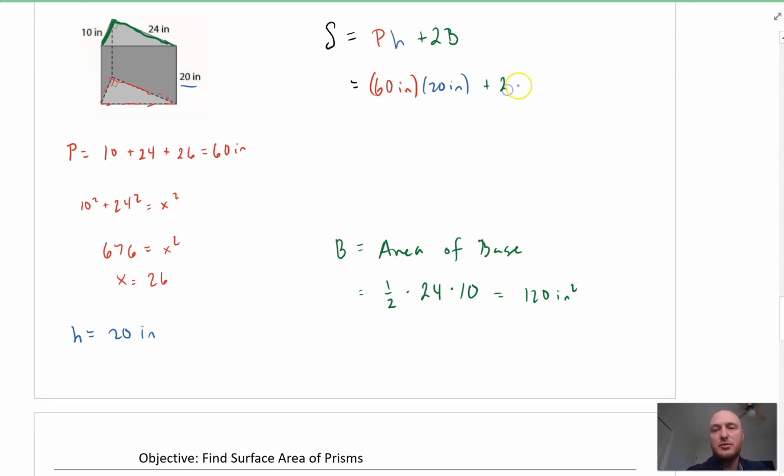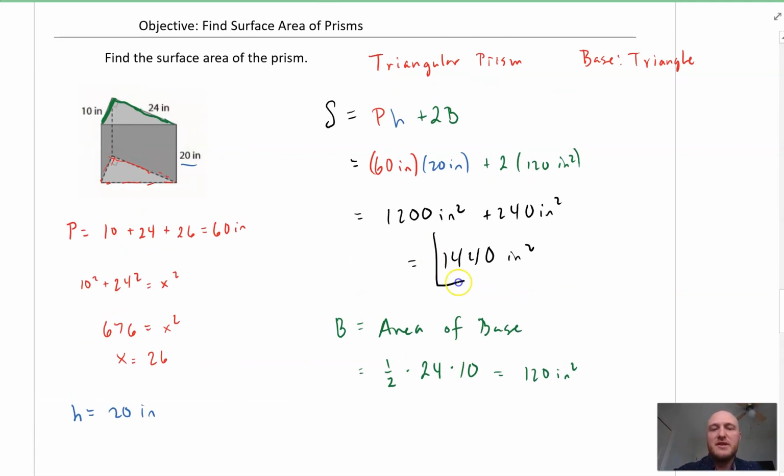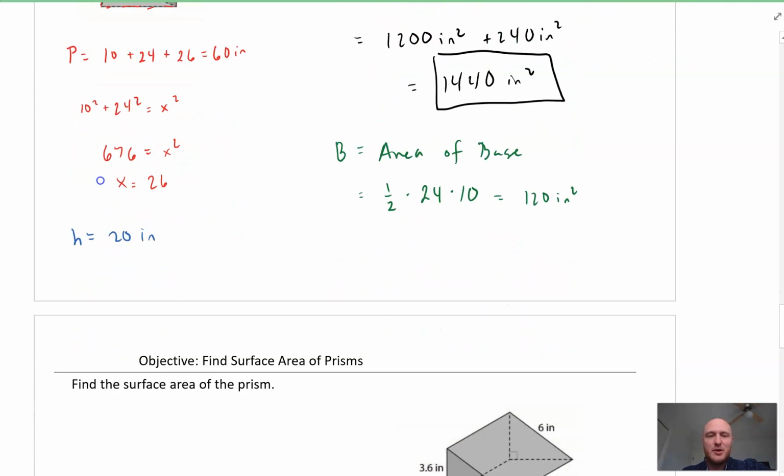Okay, so plus 2 times 120 square inches. So this is going to be 1200 square inches plus 240 square inches, which gives us 1440 square inches. And that is the surface area of this prism. All right, so there you go. That is a triangular prism.